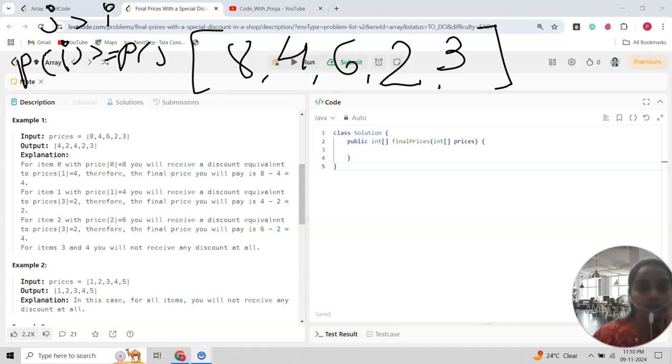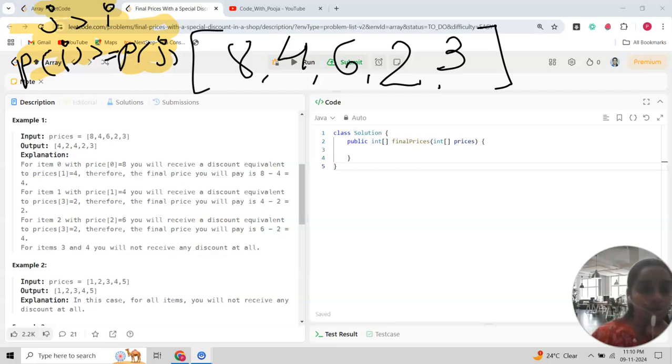Price of j element. Okay, these are the main points that we have to focus on, the first one and the second one. Now continue with the next one. Okay, now take this one.